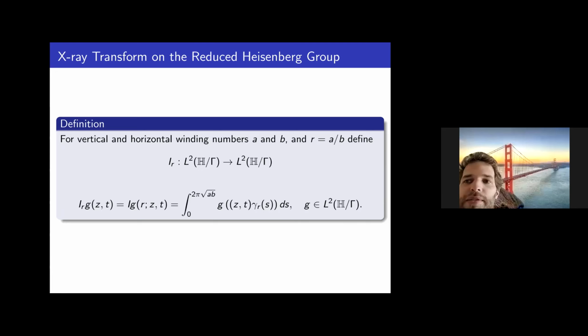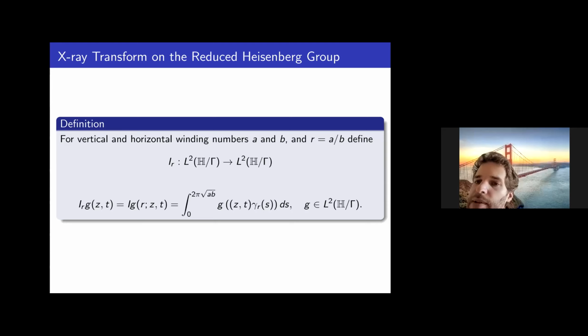Another note on the X-ray transform on the reduced Heisenberg group, just as an extension of the X-ray transform on the full Heisenberg group. Much like the Euclidean case, we can define an X-ray transform on a torus, and we keep track of geodesics with rational slope being the ones that actually close up on a torus. And we can ask whether or not a function on a torus can be recovered from integrals over closed geodesics.